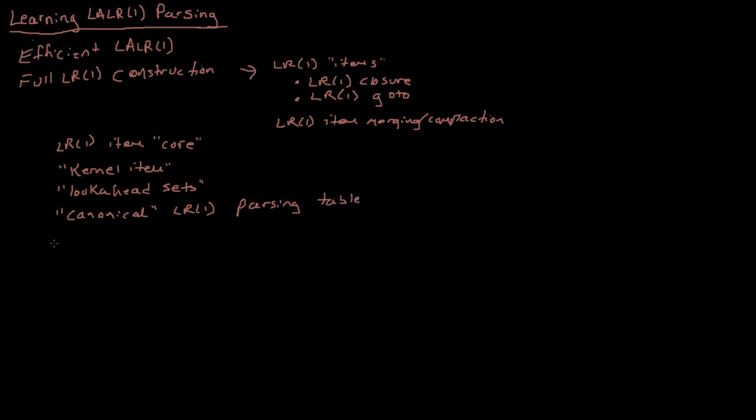Okay, and then there are some other terms they throw in some of their narratives that you need to understand. What is a valid item? You need to understand the concept of a viable prefix. And in order to understand viable prefix, at the same time they talk about the concept of a right sentential form. Okay, so that's LR1, which leads to LALR1.